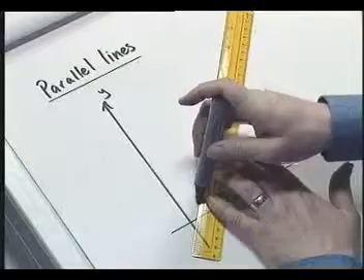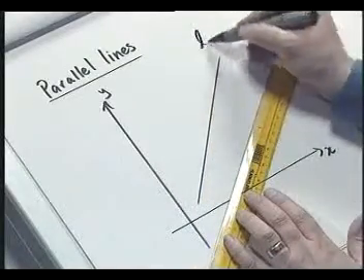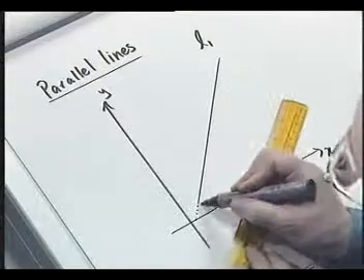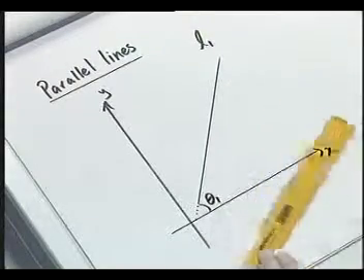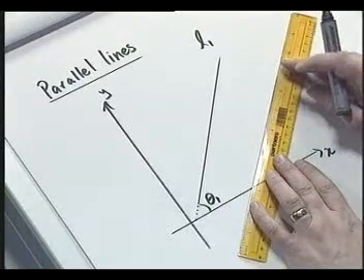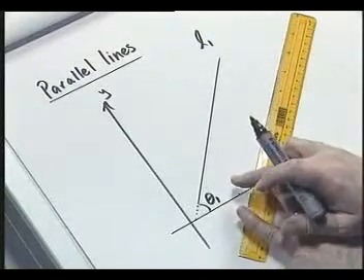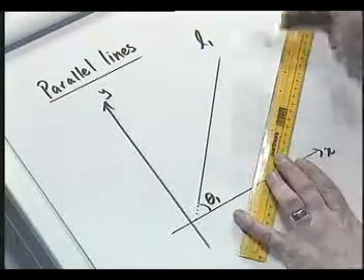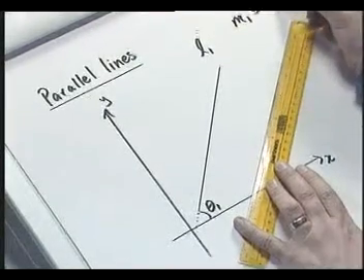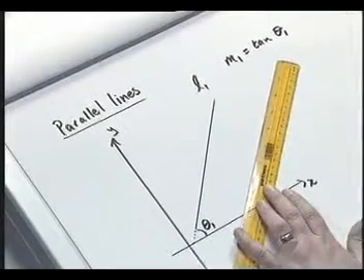Here's a line. Let's call it L1. L1 will make a certain angle, theta 1, with the x-axis. So its gradient, as we've seen already, is tan theta 1. M1, its gradient, is tan theta 1.